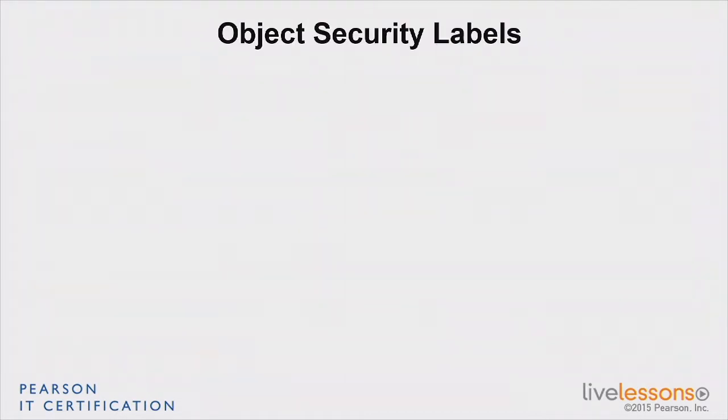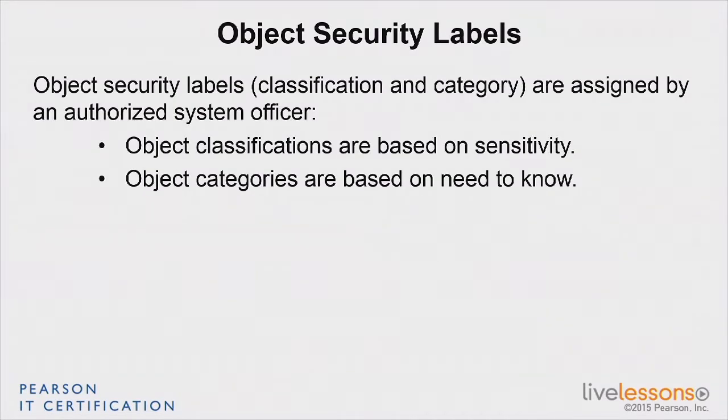So let's look at object security labels. Object security labels, which are classification and category, are assigned by an authorized system officer. Now, we discussed this earlier. This has to be someone who has been trained and has been credentialed in applying security labels. Object classification labels are based on sensitivity, and object category labels are based on need to know. So we're both labeling the classification of the information as well as categorizing the information based on who may need to know that information.